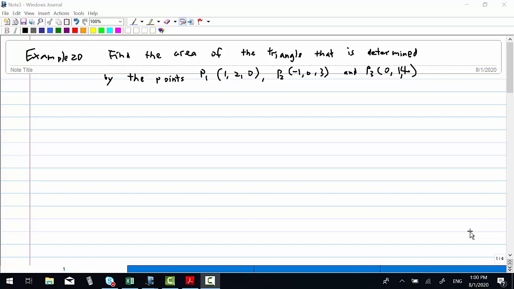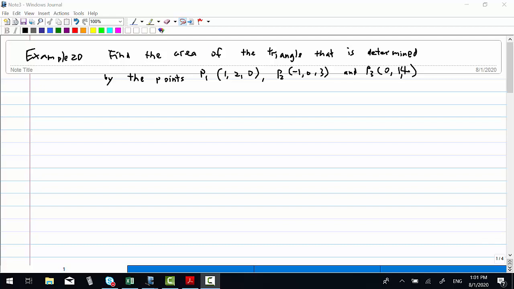Example 20. Find the area of the triangle that is determined by the points P1, which is (1, 2, 0), and P2, which is (-1, 0, 3), and P3, which is (0, 1, 4).